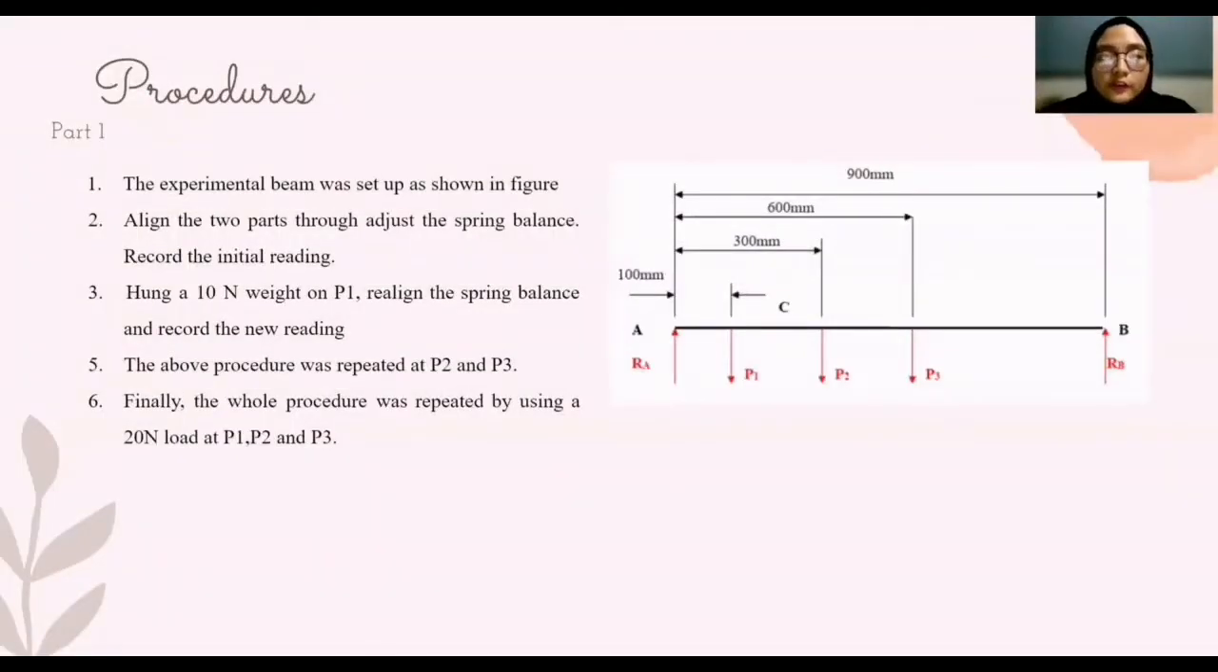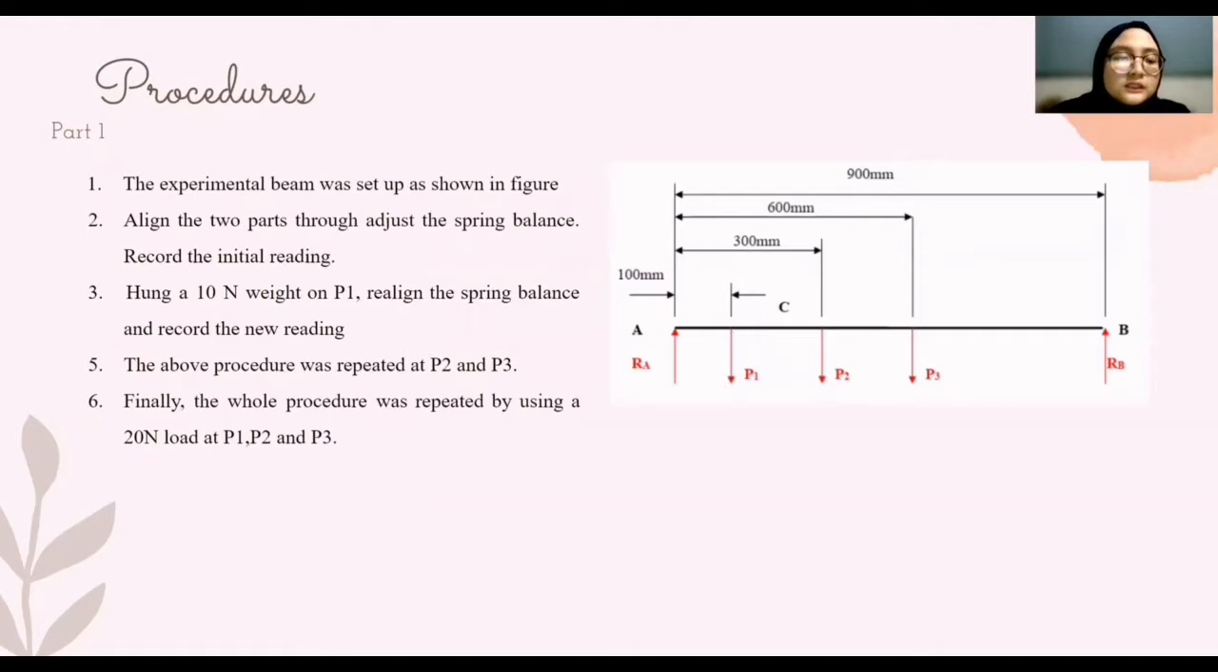Procedures. This experiment was divided into 3 parts: part 1, part 2, and part 3. For part 1, first, the experimental beam was set up as shown in this figure. Second, align the 2 parts and adjust the spring balance by turning its knob until the bubble of the spring balance is at the center, and record the initial reading.